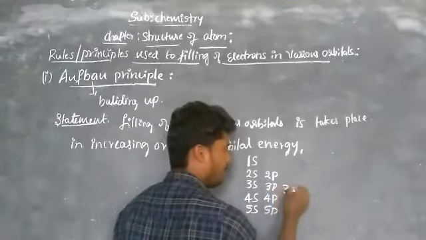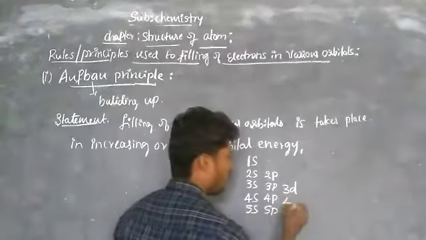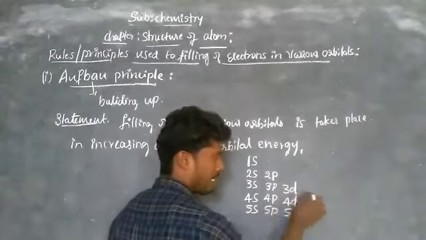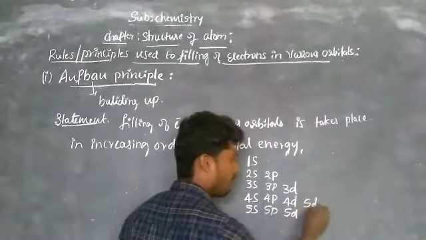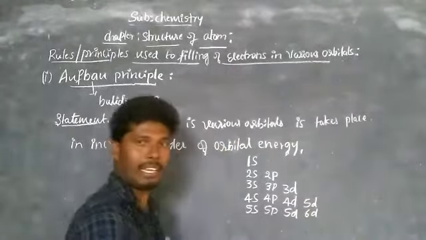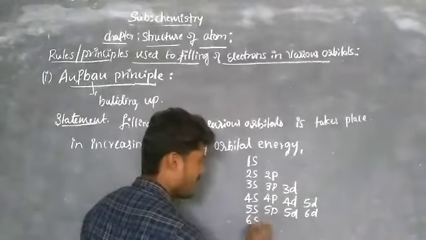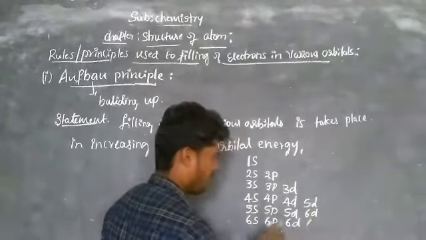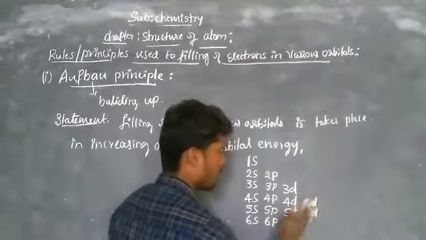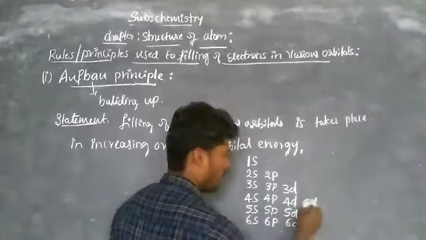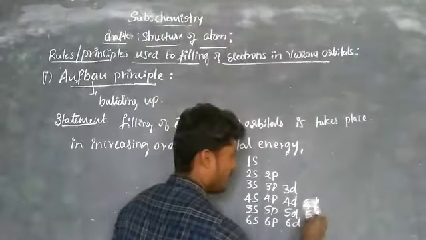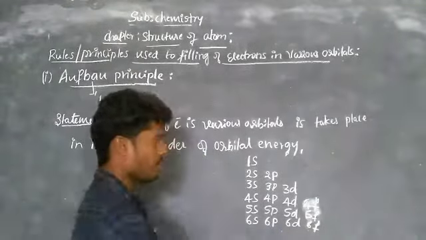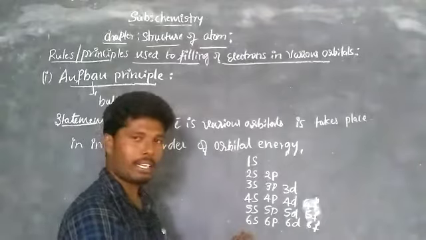Then after 3p, 3d, and 4d, 5d. Then after 4d, 5d, then 6d, like that. If you want to write here 6s, 6p, 6d, and then 4f, 5f, and 6f, like that. So this is the orbital diagram. This is called the orbital energy diagram.